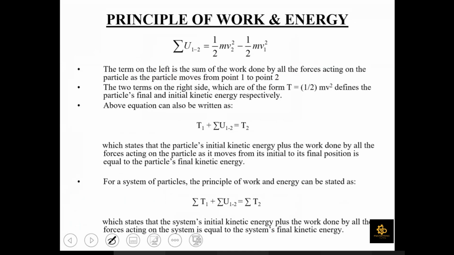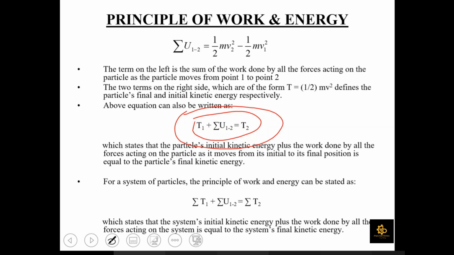This principle indicates कि हम जिस तरह अभी बात करें, हम उस equation में पहुंचे हैं T1 plus summation u1 to 2 equal to T2. This principle states that the particle's initial kinetic energy at position 1 plus sum of work done by all the forces that are acting on the particle from position 1 to position 2 should be equal to the final kinetic energy of the particle. So this is our principle of work and energy, जो कि कहता है कि उस particle की जितनी भी initial kinetic energy है plus उस पे जितनी भी forces की वजह से work done आ रहा है between position 1 and position 2 should be equal to the final kinetic energy of the particle.